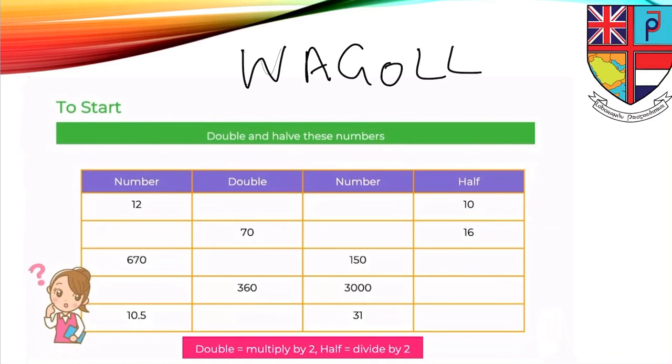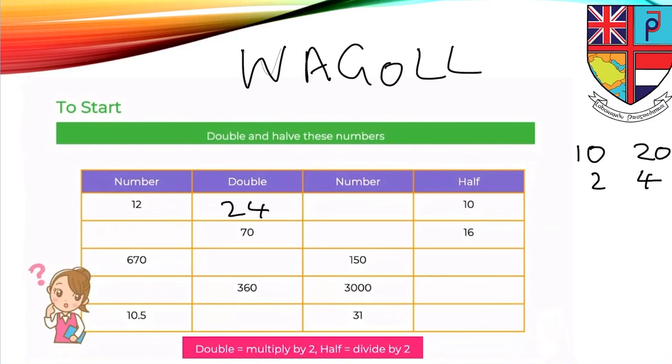If I was to double 12, what number would I be left with? I normally double with partitioning. So we've got a 10 and a 2. If we double 10, we'd have 20, and if we double 2, we'd have 4. We add them together: 20 plus 4 gives us 24.